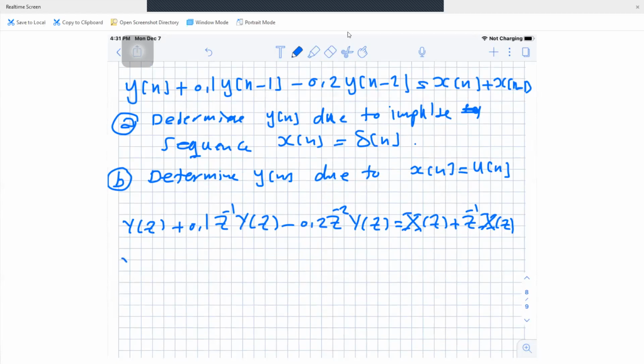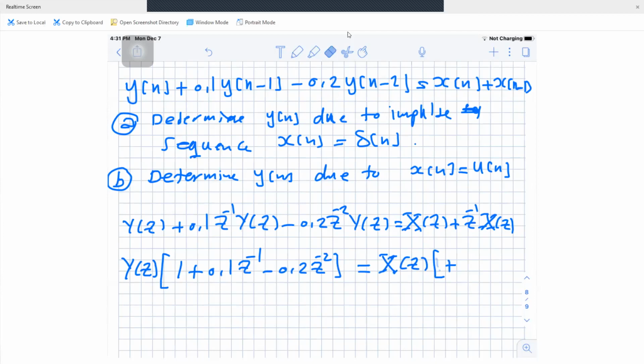I mean, I'm going to take y of Z as a common factor here. So the remaining will be 1 plus 0.1 Z to minus 1 minus 0.2 Z to minus 2 equals to what? Equals to take x of Z as a common. Now the remaining will be what? Will be 1 plus Z to minus 1.